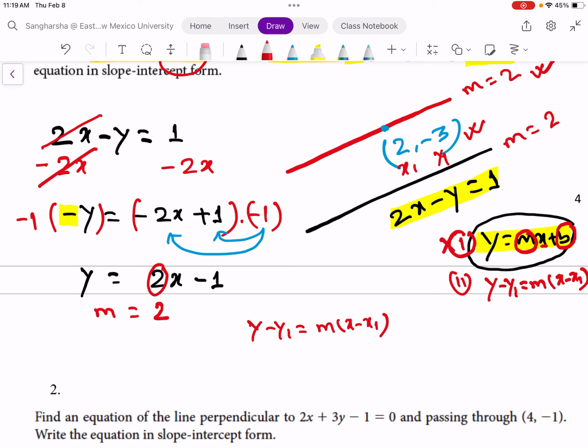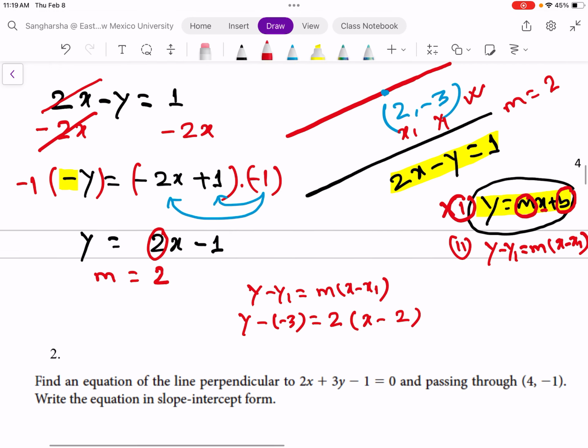Let's substitute. So we have y as it is. Our y1 is negative 3, so we have y minus negative 3 equals m. The slope is 2, times x minus x1, which is 2. Now let's simplify this. So we have y, negative times negative 3, positive 3, equals, and we distribute 2 here. You distribute 2 for x as well as negative 2. So we have 2 times x, 2x, and 2 times negative 2, that is negative 4.